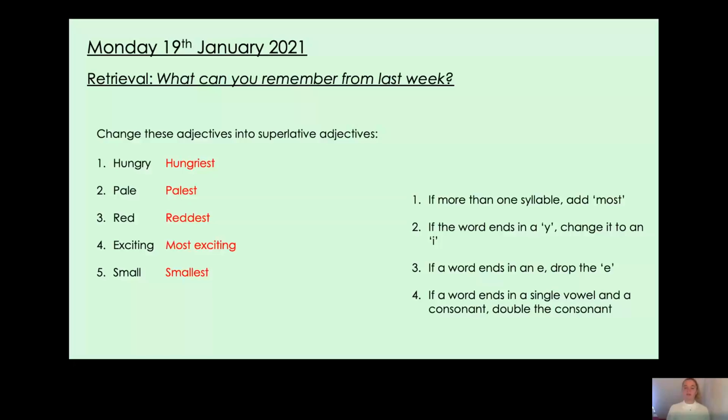Number 3, if a word ends in an e, you drop the e before you add the suffix est. And number 4, if a word ends in a single vowel and a consonant, you double the consonant, like in red, change to reddest with 2 Ds before adding the suffix est.